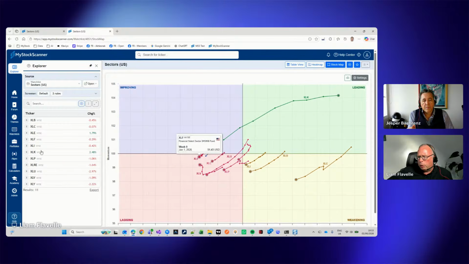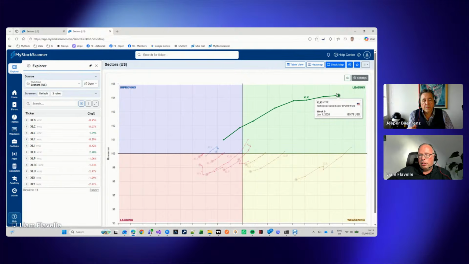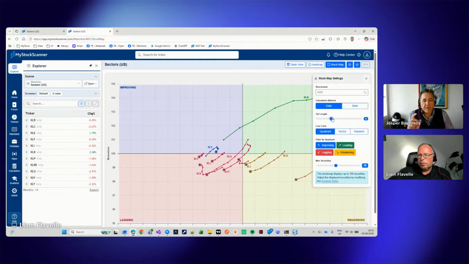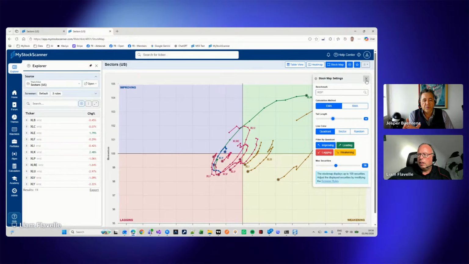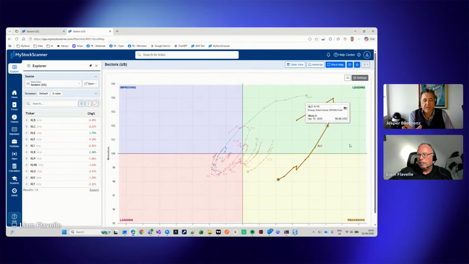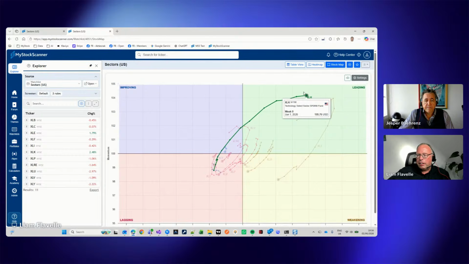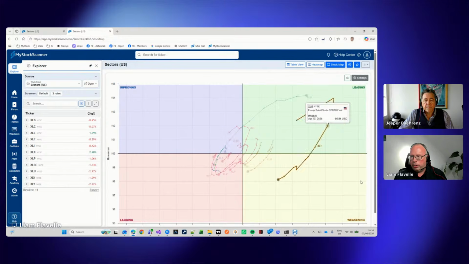So what we can see here, just looking at it, is XLK, which is the tech ETF, has been going from improving into leading since at least April the 17th. If I just change this to, go on, Jesper. Yeah, because somebody's asking how long a tail you should use when you look at these. How long does it make sense? The tail length doesn't really matter. The two key things to remember here is that it's the positioning of the final dot in the stock map that is key, because that tells you whether it's improving, leading, weakening, or lagging.